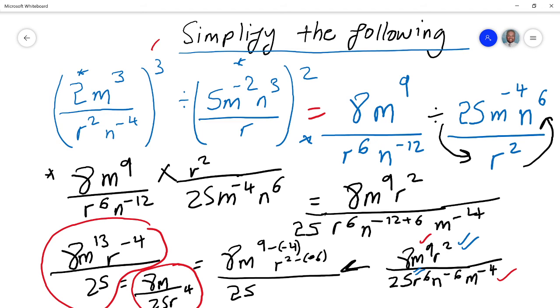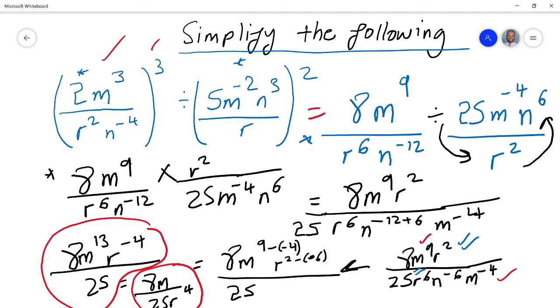All right, so if you look at the first one, we expand the bracket, so that's 8 m to the power 9 r to the power 6 n to the power negative 12 divided by 25 m to the power negative 4 n to the power 6 divided by r squared. Convert the division to a multiplication and you swap, and then you're going to get 8 m to the power 9 r to the power 2 over 25 r to the power 6 n to the power negative 6 and m to the power negative 4.